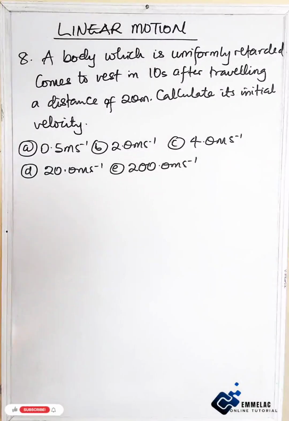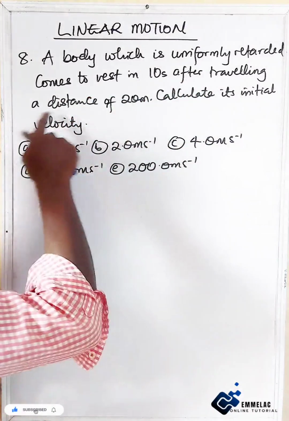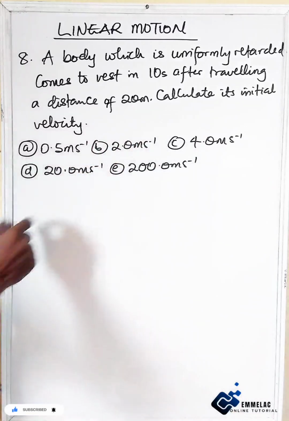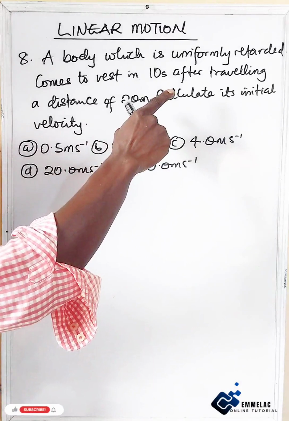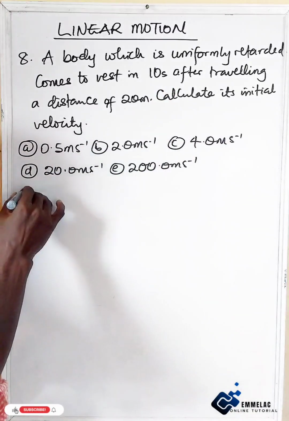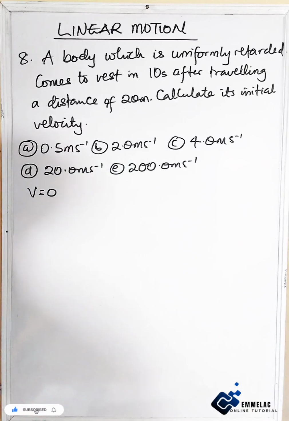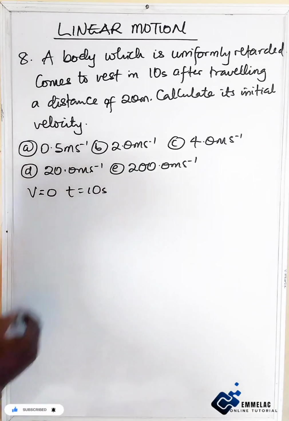Now looking at this question again, a body which is uniformly retarded comes to rest in 10 seconds after traveling a distance of 20 meters. Calculate its initial velocity. Now here are the options. Now as long as the body is retarded, it means the final velocity will be what? 0. Okay, and time is 10 seconds.